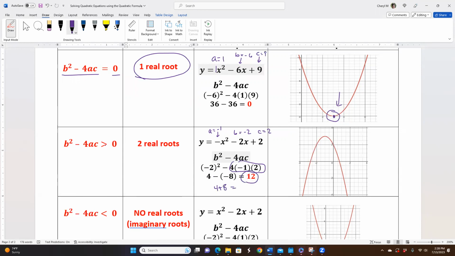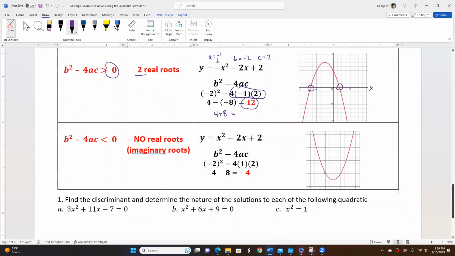So since this is positive, we get two real roots, and they occur where this parabola crosses the x-axis. You can see it crosses the x-axis twice. So two answers. Now, when you get a negative number underneath the square root, when the discriminant is negative, then you'll have no real solutions. And an example is given here.